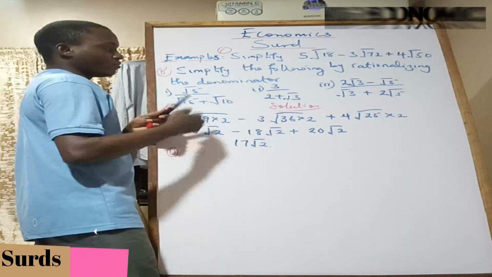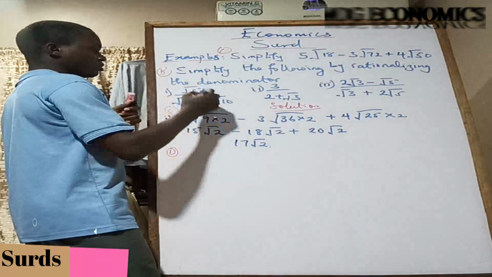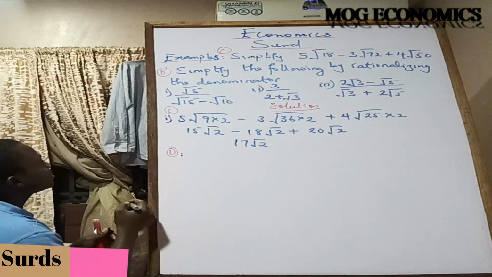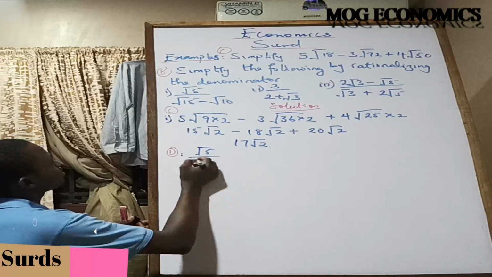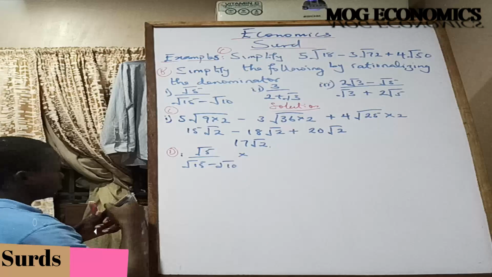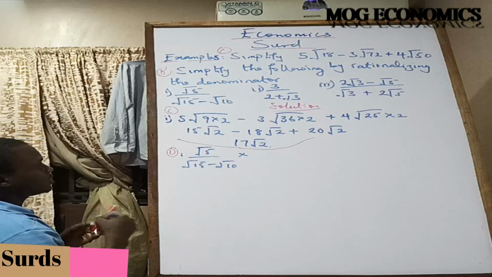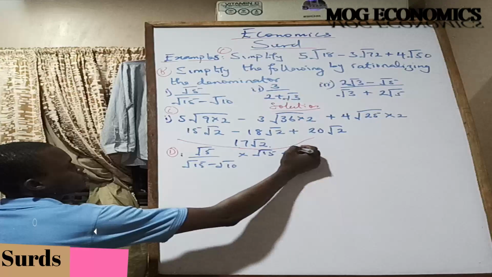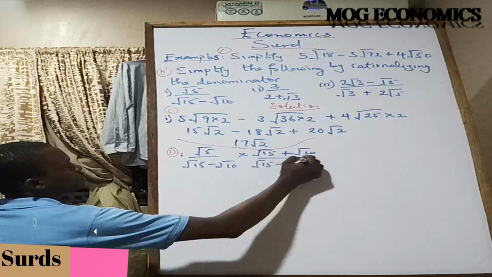But for this one, we just happen to have plus all through. Or maybe I should just change this to minus. Let me just change this one to minus. There's no problem. So let's deal with it. So for this, we have root 5 divided by root 15 minus root 10, then multiplied by root 15 plus, this minus becomes plus, root 10 over root 15 plus root 10.